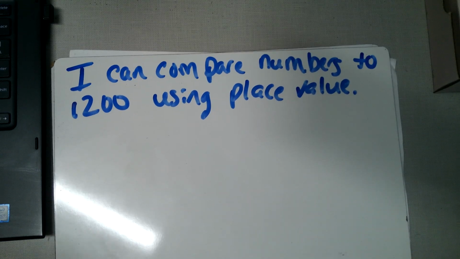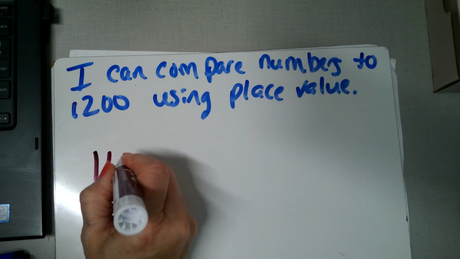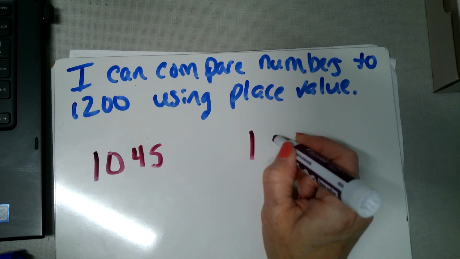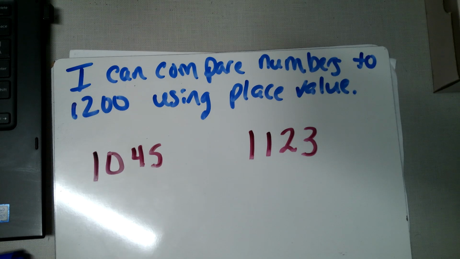All right, mathematicians, today we're going to talk about I can compare numbers to 1200 using place value. Last week we talked about comparing numbers using your place value, your ones, your tens, and your hundreds, but now we're going to go all the way up to the 1200s. So let's say that I had the number 1045 and I have the number 1123. Okay, remember we do the same thing we talked about last week.